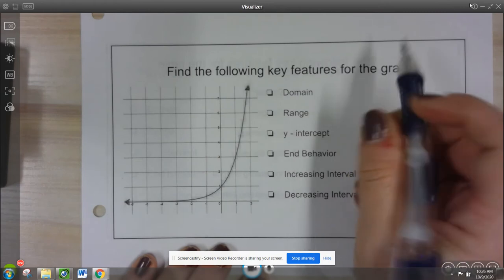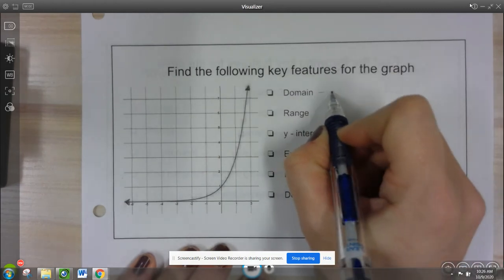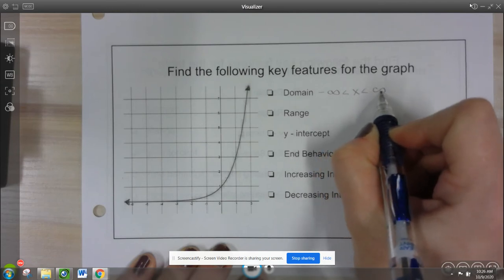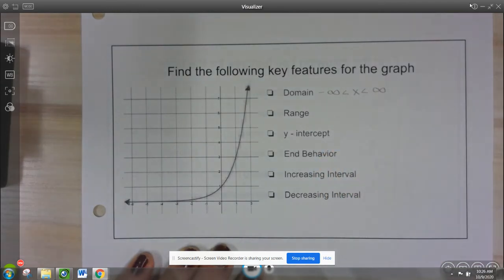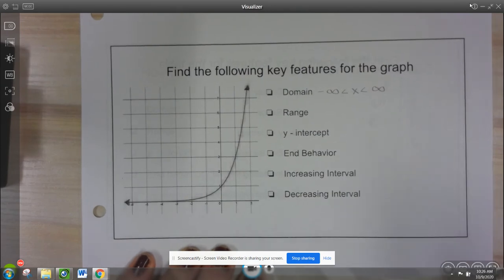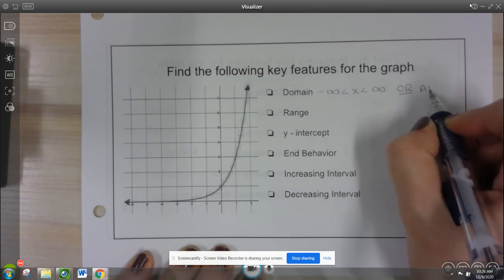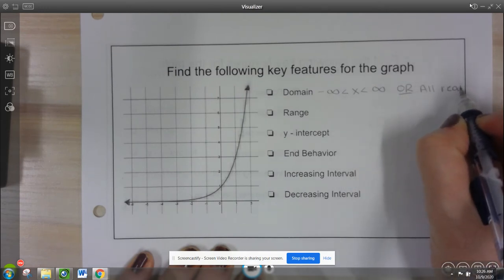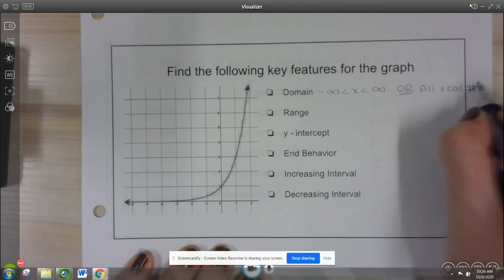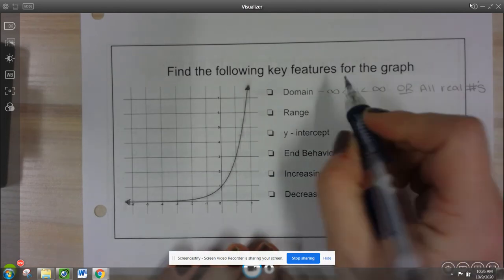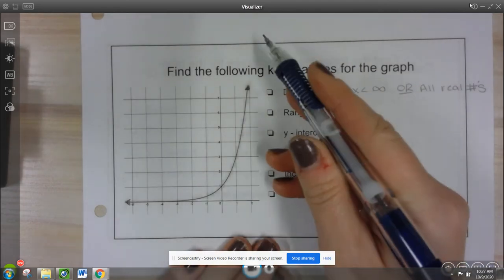So there's a couple ways I could write that. We could use our inequality notation, because those are inequality signs. Or we could write all real numbers. So for our range goes with y. So it's all of these numbers up here.